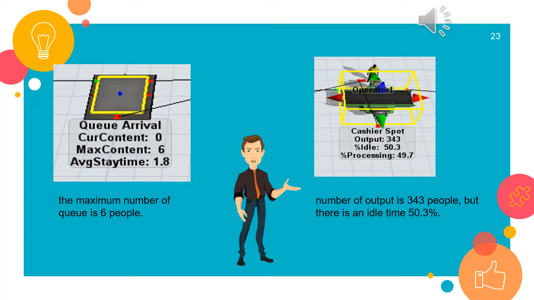And this is the result of our first simulation model. On QU arrival, the maximum content is 6. It means the maximum number of people queuing in the QU arrival is 6 people. And the second result is for processing cashier's spot, and the number of output is 343 people, but there is an idle time of 50.3%.